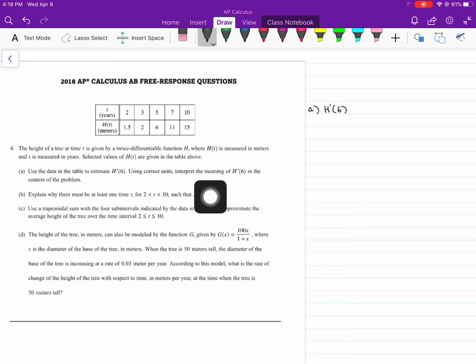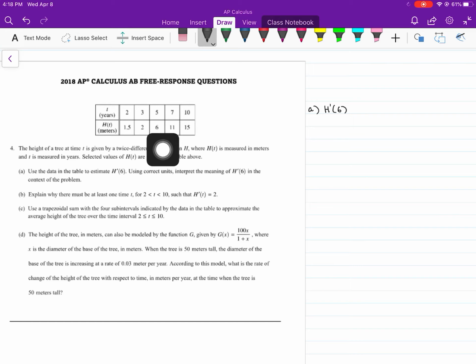A lot of you guys forget the second part, and this is where you get full points. Using correct units, interpret the meaning of h prime of 6 in the context of this problem. So let's go ahead and find h prime of 6 first, or at least estimate it the best that we can. And there's a bunch of different methods that we can use to estimate this.